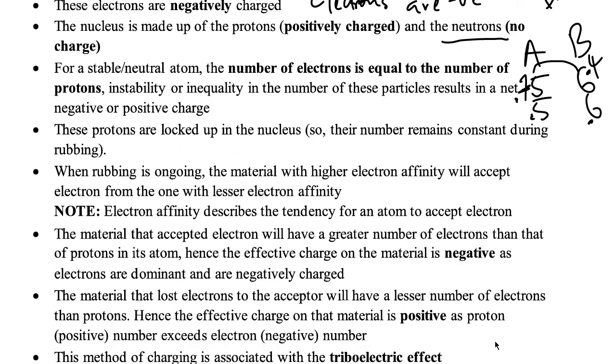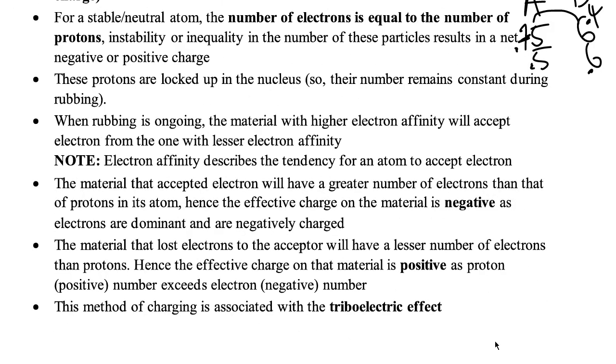As I said, the protons are locked up in the nucleus, so their number remains constant during rubbing, right? So when rubbing is ongoing, the material with higher electron affinity will accept electrons from the one with lesser electron affinity. You study chemistry, you know that electron affinity is actually the energy required for an atom to accept an electron, for 1 mole of a gaseous atom and stuff like that. But basically, we are now talking of the ability. If you check the meaning of the word affinity, it's the tendency to accept electrons, which is still connected to the energy required to accept that electron.